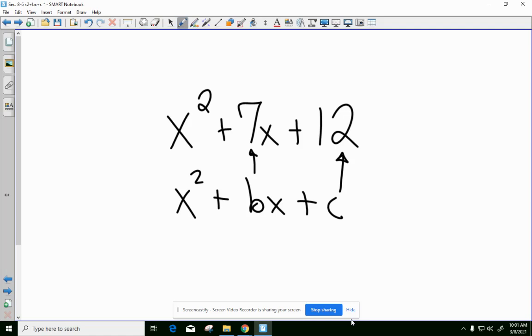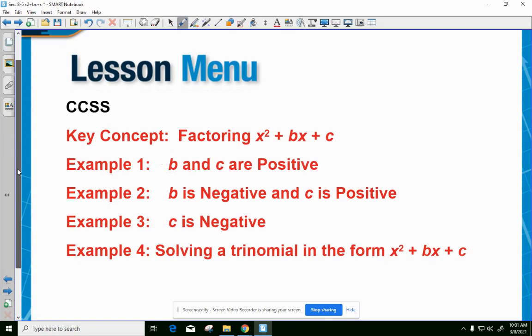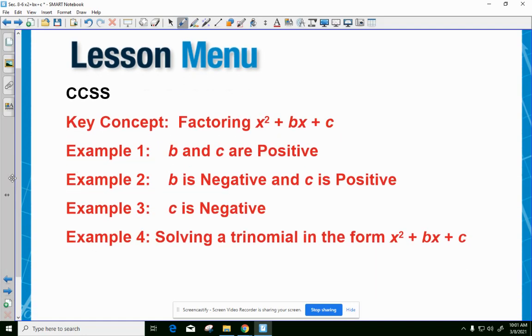All right. So we will be looking at things today where, what if b and c are both positive numbers? So like in that example, x squared plus 7x plus 12. 7 was positive, 12 was positive, okay? What if the middle value is negative, but the last value is positive? What if the last value is negative? Okay, so we'll kind of get into how all that can be played.